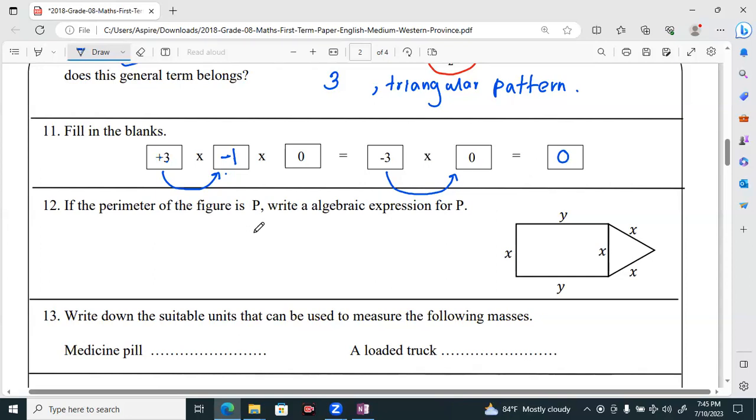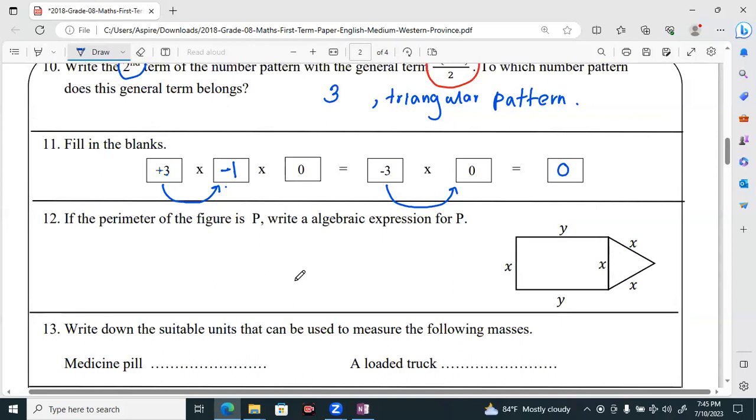Okay. If the perimeter of this figure is p, write an algebraic expression for p.